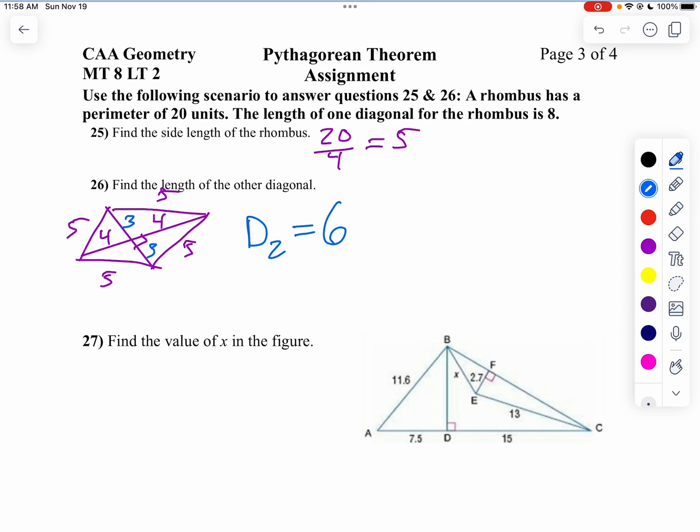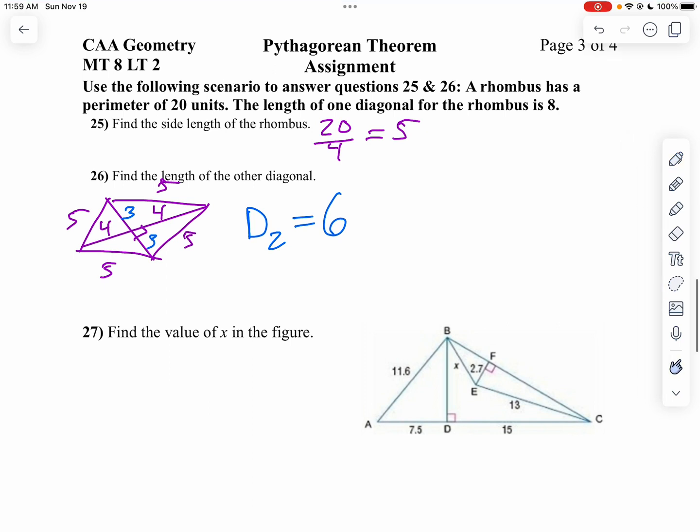You could have used the Pythagorean theorem if you didn't recognize that was a Pythagorean triple, and then you could have solved. You still would have got 3, no matter how you do it. I just saved you some work here.